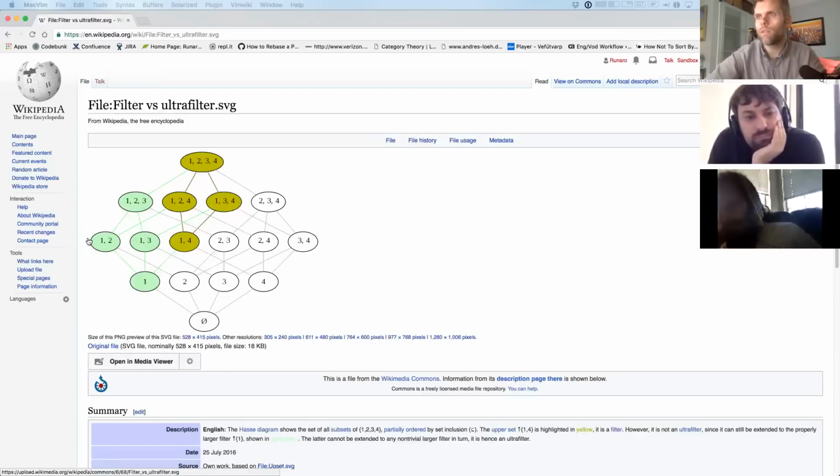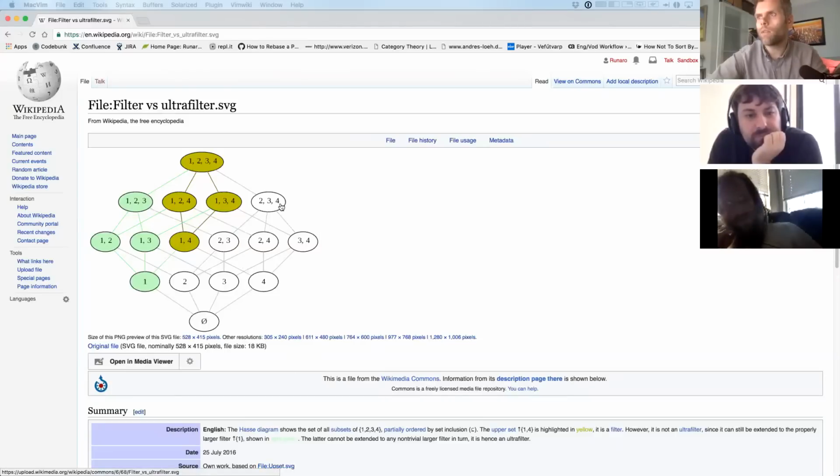And then you can also see that 1, 2, and 1, 3 are both in the alter filter. Then the intersection of them is also necessarily in it. So 1 is also in it. So this relationship works both upwards and downwards in that sense.